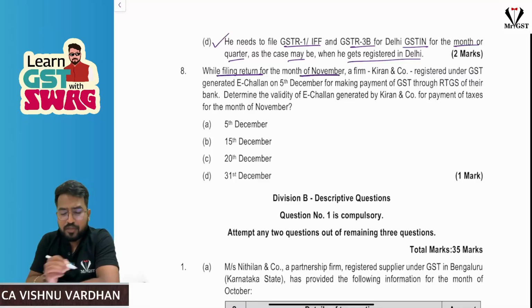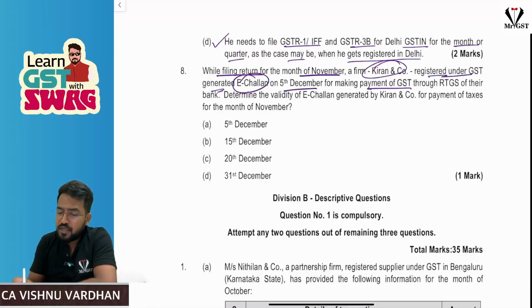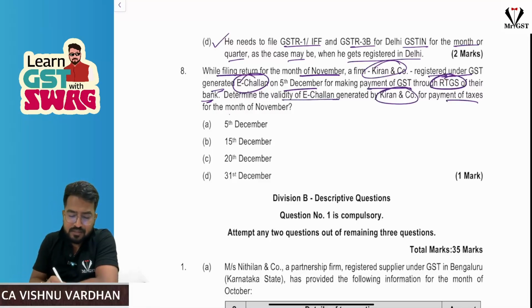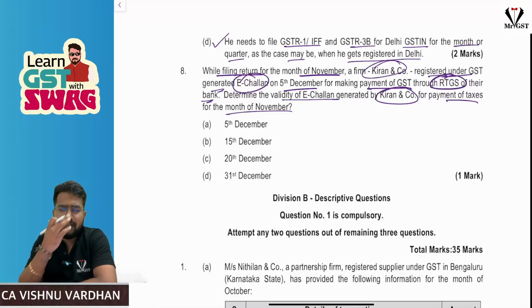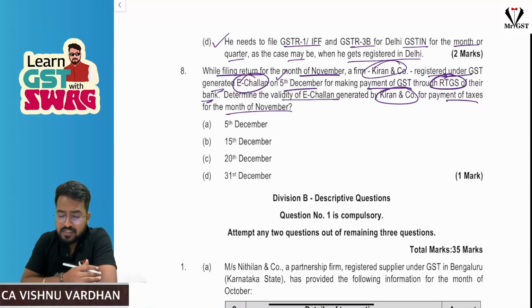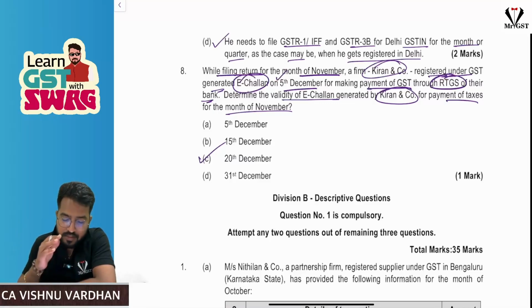While filing the return for the month of November, Kiran and Co, which is registered under GST, generated an e-challan on 5th December for making payment of GST through RTGS of their bank. Determine the validity of the e-challan generated by Kiran and Co for payment of taxes for the month of November. Normally when a challan is generated, the validity of the challan is 15 days. So here, the challan is raised on 5th December, so 15 days validity means 20th December will be the deadline. So till 20th December, the challan will be valid. That is what we have with respect to our MCQ part. So let us move on to the descriptive part.